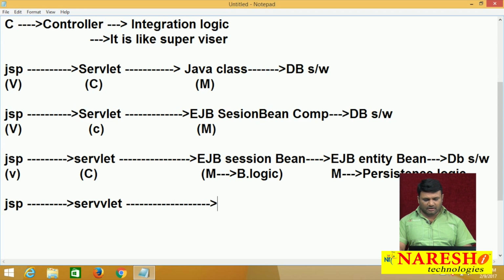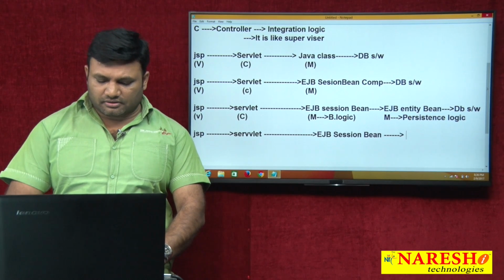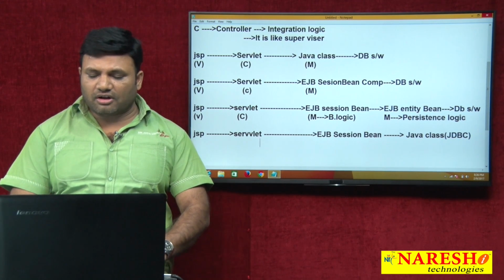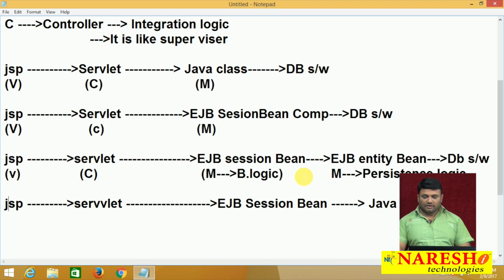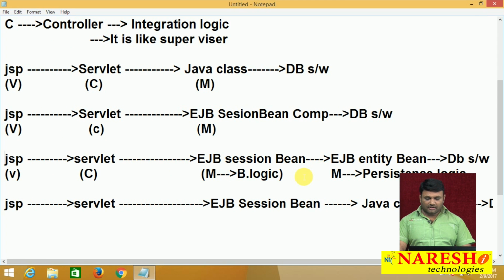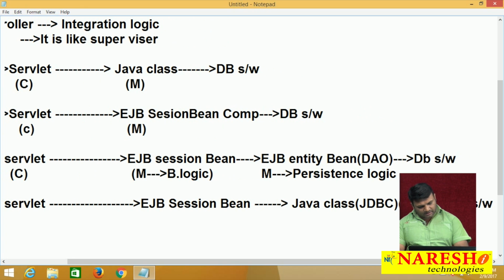JSP, Servlet, here is EJB session bean. Yes, here we got a Java class having JDBC code, and in fact people call this class DAO. Because if persistence logic is separated from business logic, we don't mind calling that class DAO. The class that contains persistence logic separated from other logics of the application is called DAO. So in fact, here entity bean represents DAO. Here this Java class having JDBC code represents DAO.